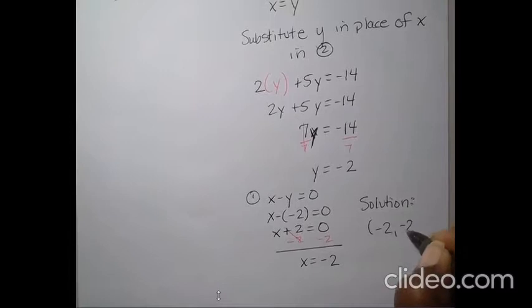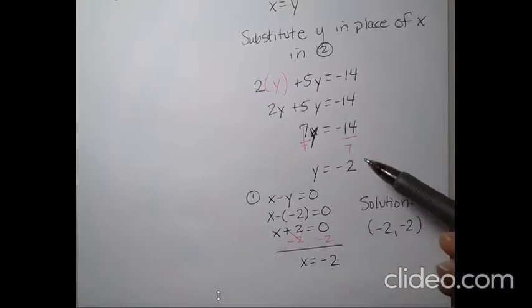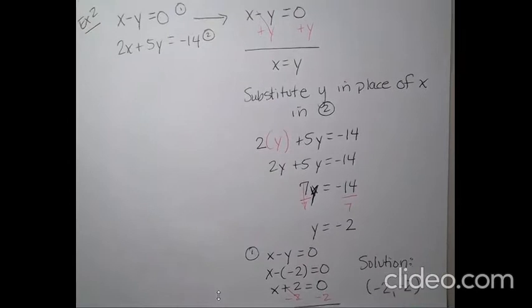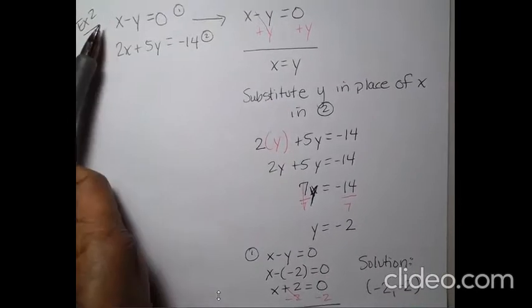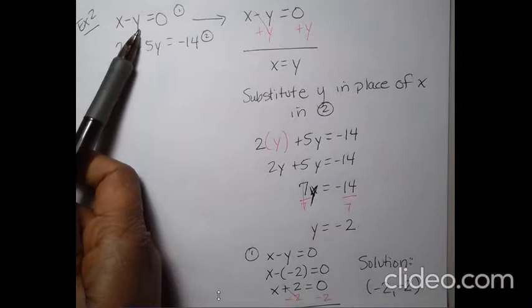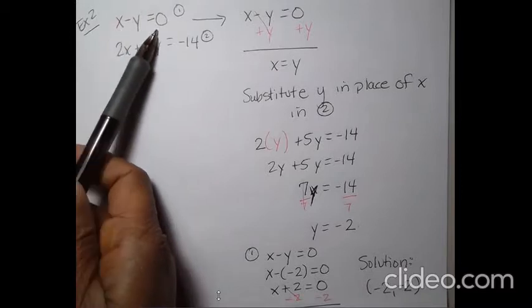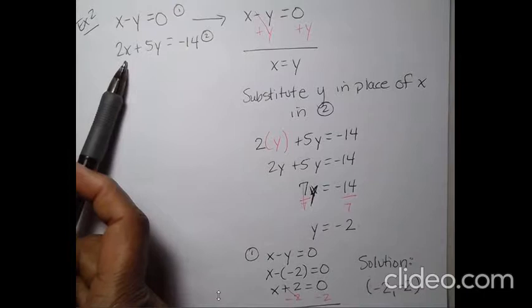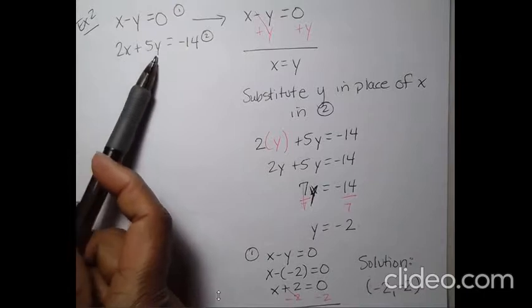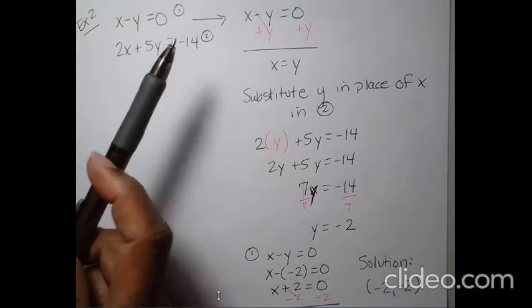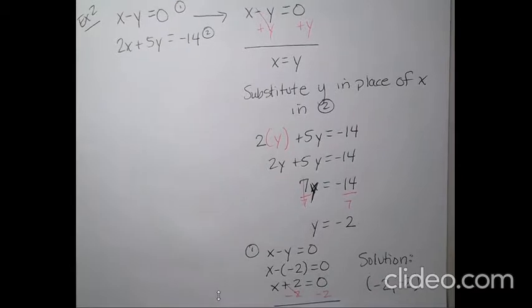If we're not sure about this, let's go back to this equation up at the top and do a check. Negative 2 minus negative 2, which is negative 2 plus 2, does equal 0. 2 times negative 2 is negative 4, plus 5 times negative 2 is negative 10. So we've got negative 4 plus negative 10, which does indeed equal negative 14. So this solution checks out. Okay? Very, very good. Let's move on to another example.